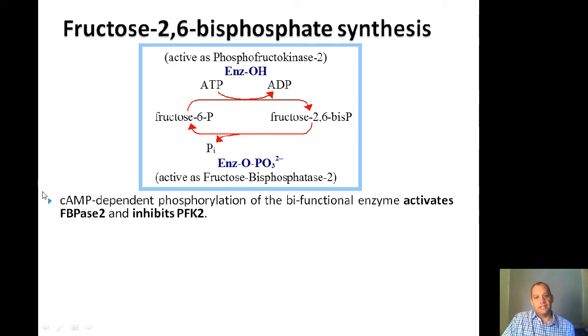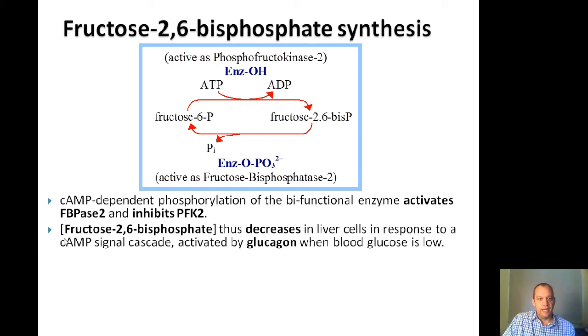So it is a cAMP-dependent phosphorylation of the bifunctional enzyme that activates the FBPase, the phosphatase domain, and at the same time inhibits the kinase domain. And the concentration of fructose 2,6-bisphosphate will decrease in liver cells in response to a cAMP signal activated by glucagon when blood glucose is low.